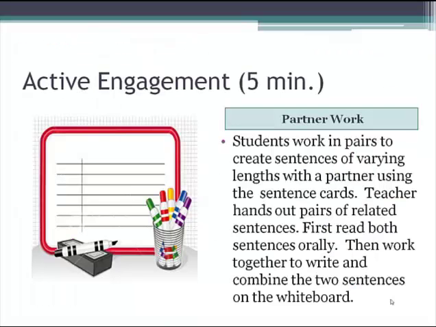We'll move into the active engagement portion, which will take around 5 minutes. You'll have the students work in pairs and pass out sentence cards to them. They will read the sentence cards out loud orally and then work together to combine the two sentences on the whiteboard into one clear, concise, and compelling sentence.